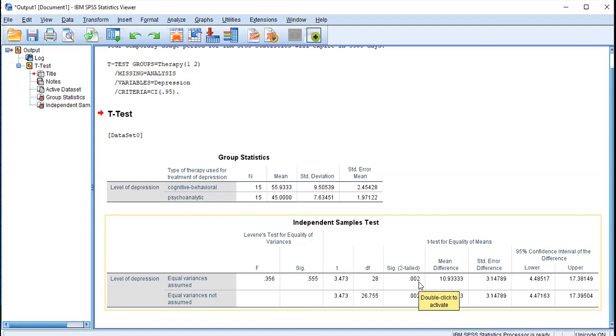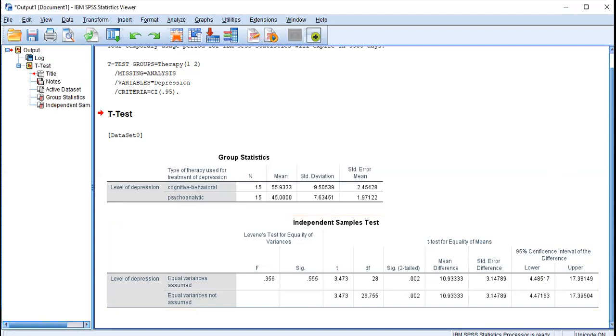So it's almost 99.8% significance. Sorry, I'm not saying significant, it should be the confidence interval level, 99.8%. So this means there's a significant difference in the depression level of people who are being treated through cognitive behavioral treatment as compared to those being treated using psychoanalytic. So that's the case.